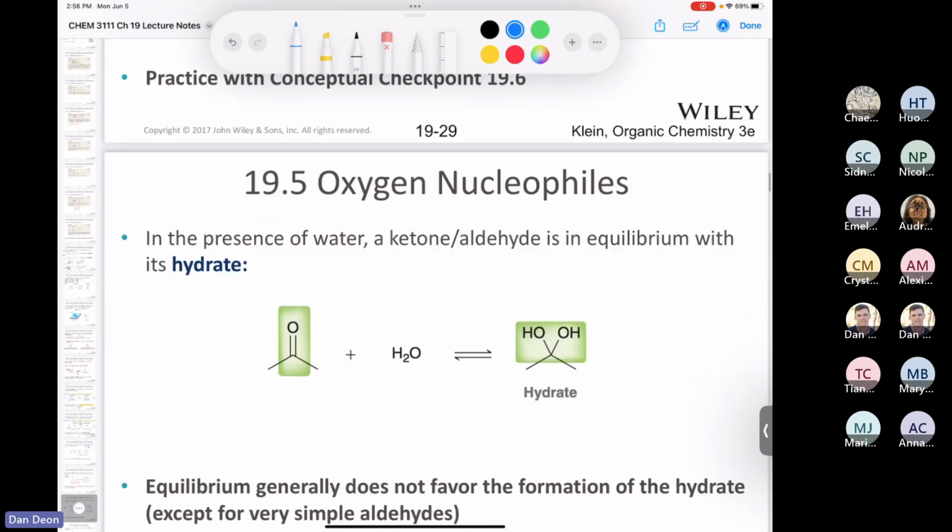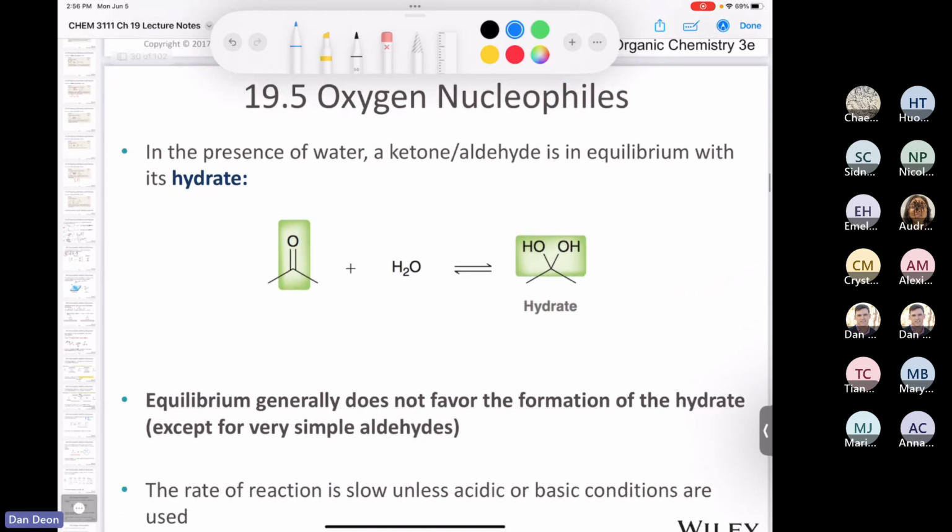Okay, so let's get into the whole idea of oxygen being a nucleophile. And like I said, water is not a strong nucleophile. It's a weak nucleophile. And if you take a ketone like acetone, that's what this is here, and you put it in water, it's actually in equilibrium with a hydrate. And so a hydrate is a new functional group, and this is a functional group you need to know. The hydrate is one that's important to you. It says here, generally speaking, the equilibrium doesn't favor the formation of the hydrate unless you have a really simple aldehyde. Like if you have formaldehyde, in that case, it will favor the hydrate, but normally it doesn't, okay?